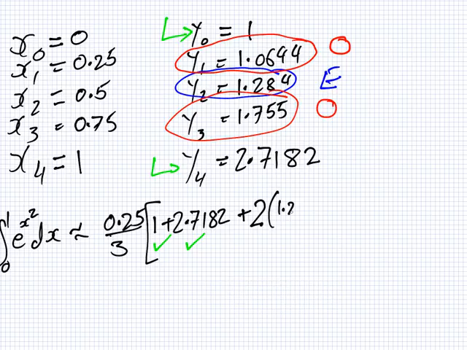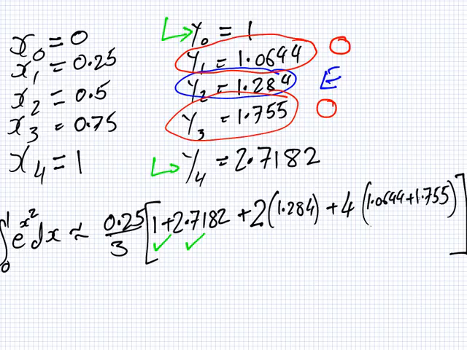So that's 1.284 plus 4 times the odd ones. So that is 1.0644 plus 1.755. So if I hit this in, 1 plus 2.7182 plus 2 times 1.284 plus 4 times 1.0644 plus 1.755, times that divided by 3. So I got here 1.46365.